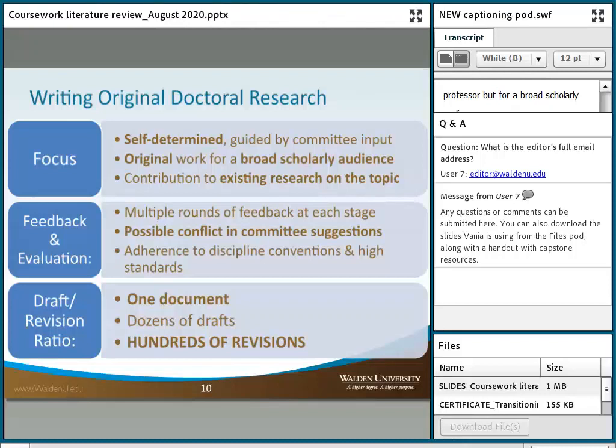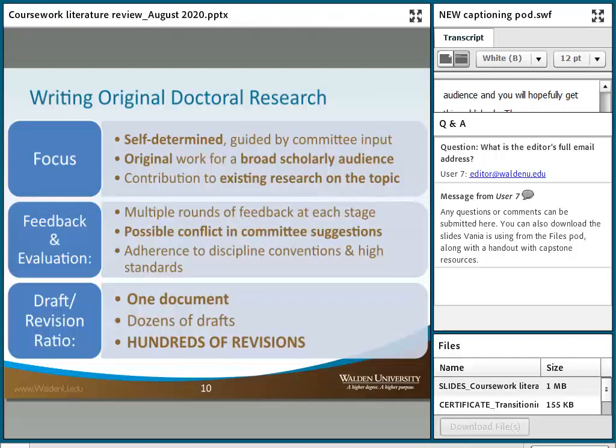Your focus is going to be original work. It's going to be for a broad scholarly audience. It's no longer for your professor; you're going to hopefully get this published. And then there's contribution to existing research on the topic. So in addition to having it be self-determined, you also have to know what everybody else has written on your topic before you really know what you're going to do your research on. If possible, make sure that your work on your lit review is one of the first things you do when you are working on your prospectus and proposal, because what people have done before you is what informs everything else.